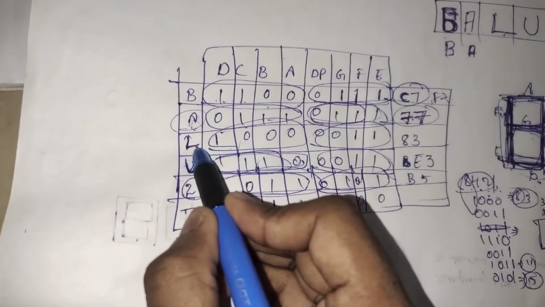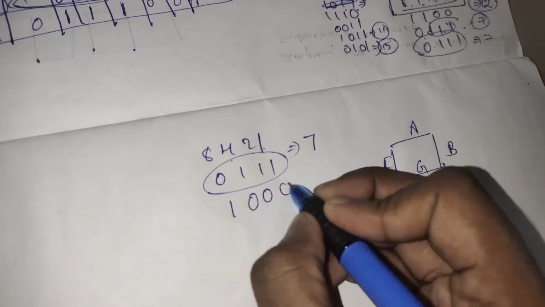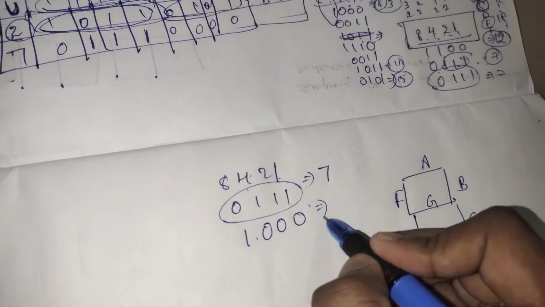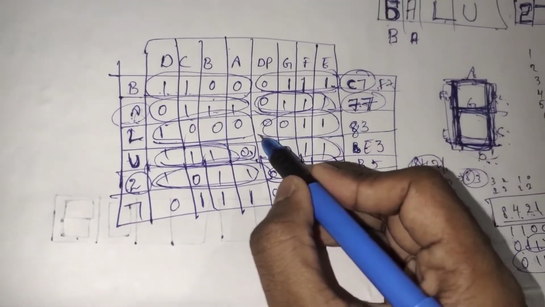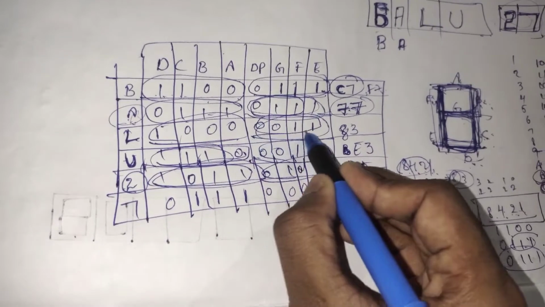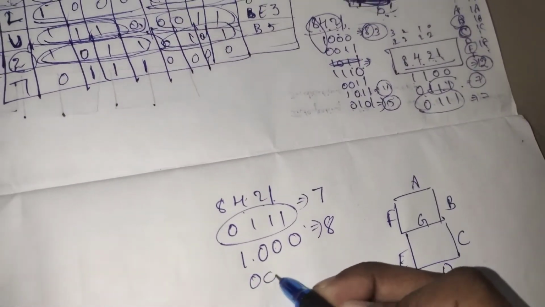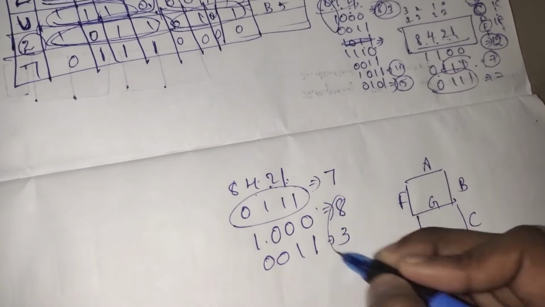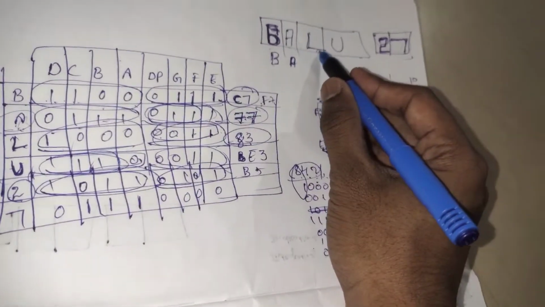So next letter is L. For L, 1, triple 0. Under 8, 4, 2, 1, write 1, triple 0. So 8 plus 0 plus 0 plus 0, that is nothing but 8. This is 8, and the second letter will be these four digits, so 0, 0, 1, 1, double 0, double 1. So 2 plus 1 is 3. 83 is the code for letter L to be displayed over here.